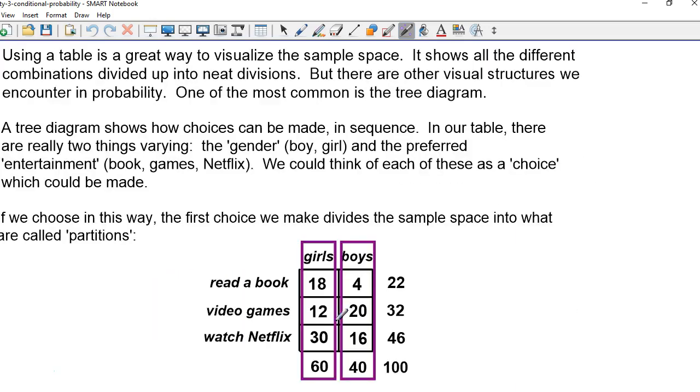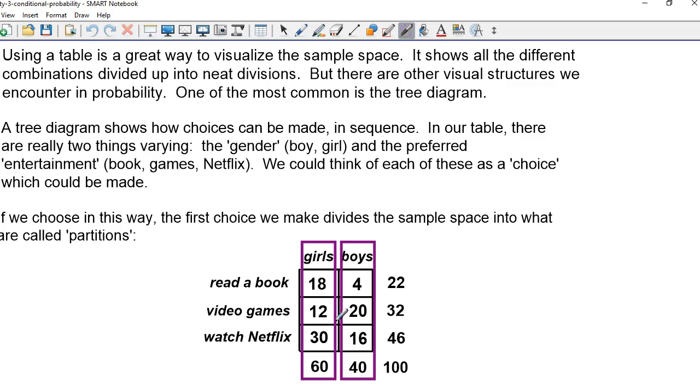Using a table is a great way to visualize the sample space. It shows all the different combinations divided up into neat divisions, but there are other visual structures that we can encounter in probability, and one of the most common is a tree diagram. So a tree diagram shows how choices can be made in a sequence.